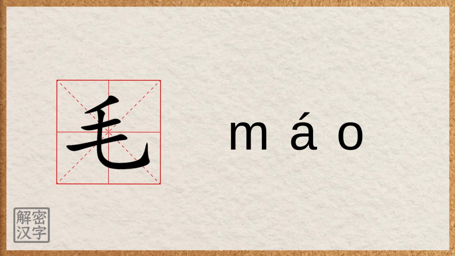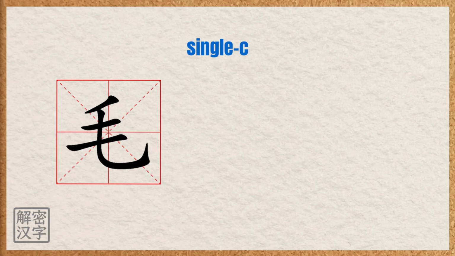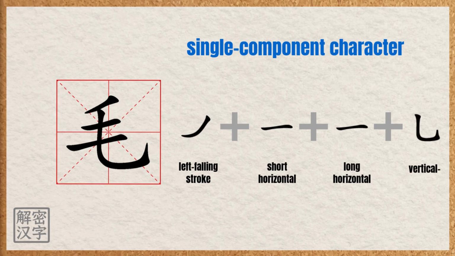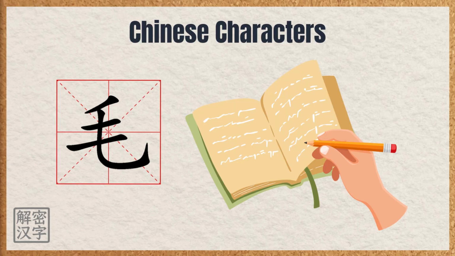毛. Mao. Mao. The character Mao is a single component character with 4 strokes: left falling stroke, 2 horizontal strokes, and vertical turning hook. Let's write it together.